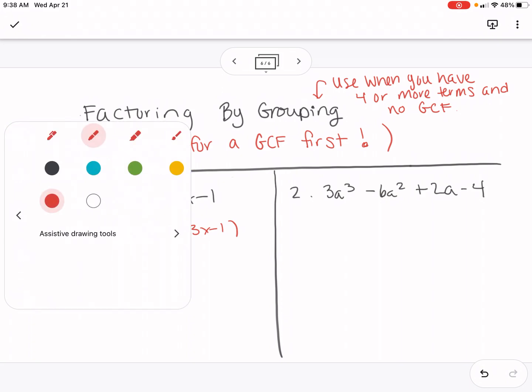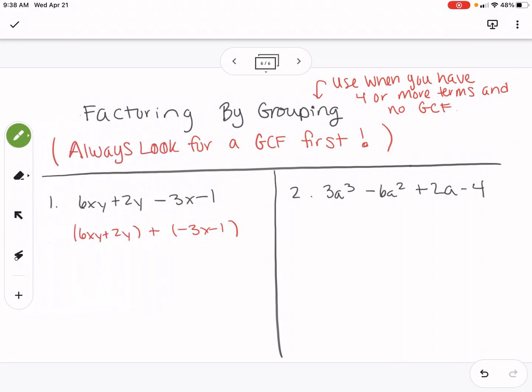So now if you look at 6xy and 2y, I notice that those are both divisible by 2, and they both have a y. So now I can take out a GCF. So then here, if I divide this by 2y, I get 3x, because the y's would cancel. This one, they're both canceled, so I'm left with 2y divided by 2y, which is just 1.